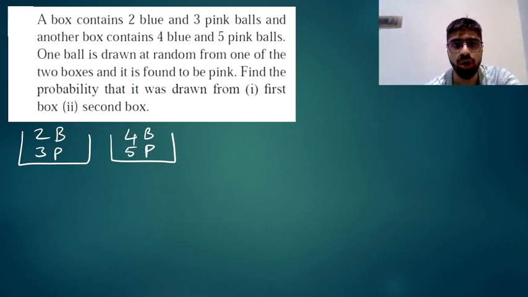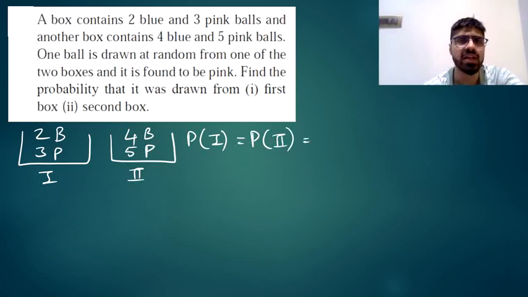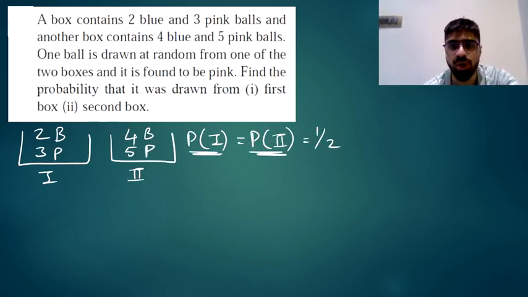So if we talk about, let us say, box 1 or box 2. Now see, we are selecting one box at random. So what's the probability that box 1 is selected or box 2 is selected? Probability of box 1 or box 2 to be selected, they are equally likely to get selected, and that is why the probabilities of their selection are half. So P of box 1 or P of box 2, both of them are equal to half.